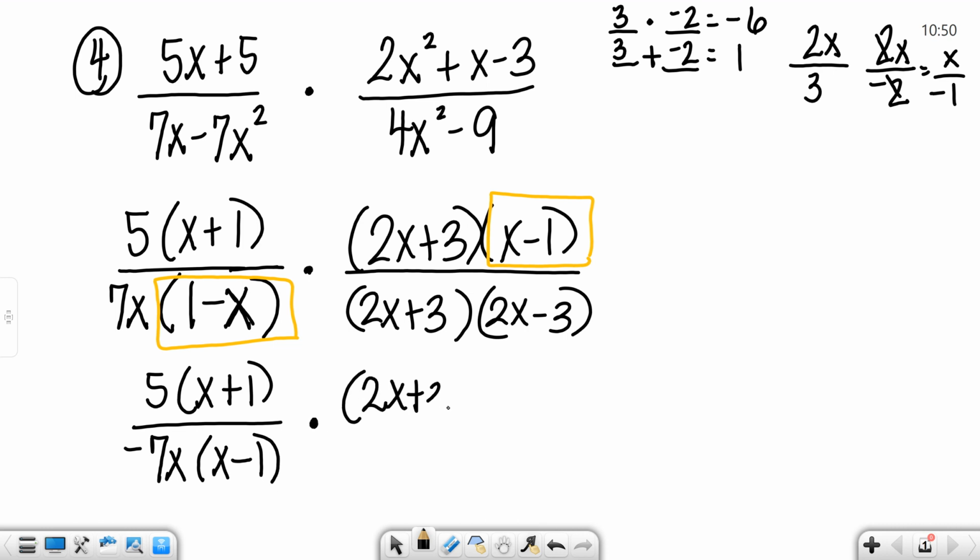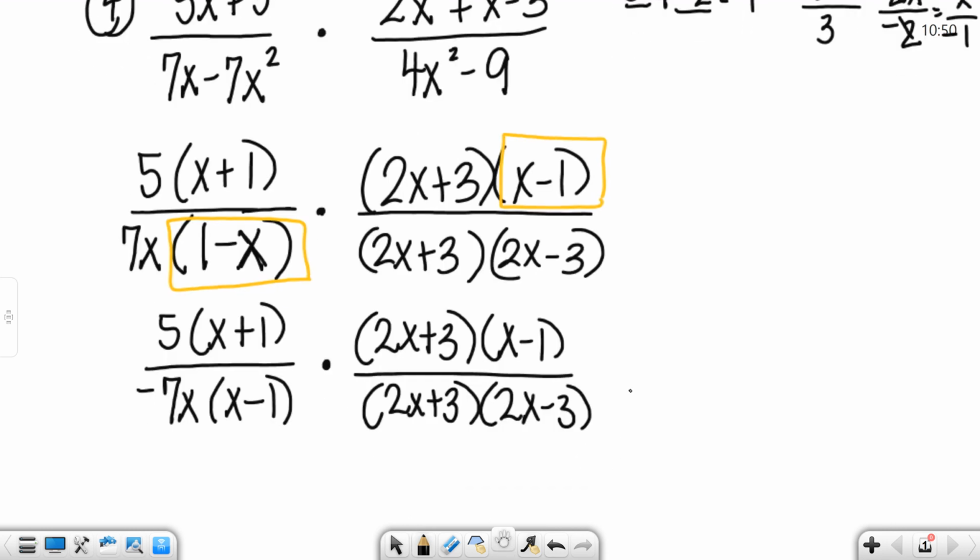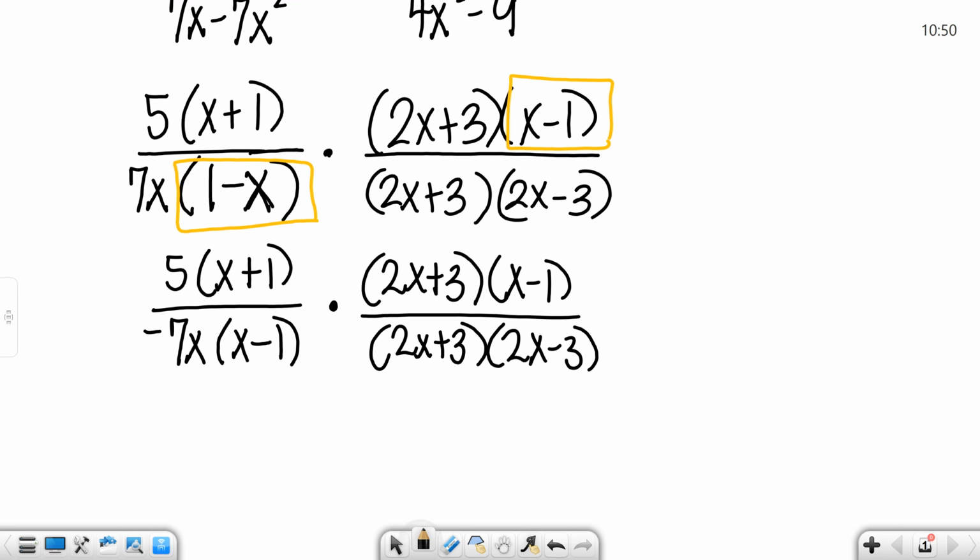Okay, and this expression on the right I did not change. My factoring over here is complete. All right, so now I divide out any common factors. I have an x minus 1 in the numerator and the denominator. That divides to give me 1. I have a 2x plus 3 and a 2x plus 3. That divides to give me 1.